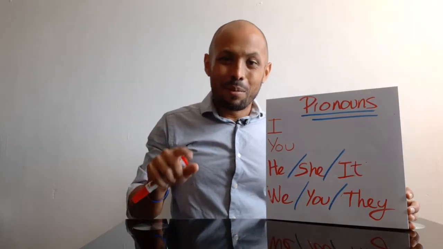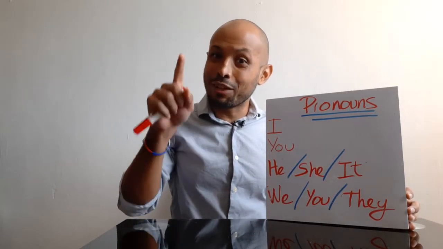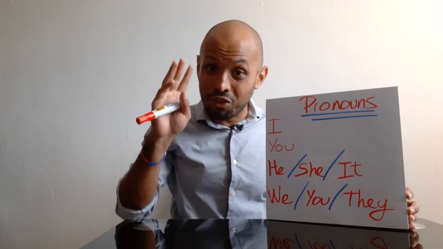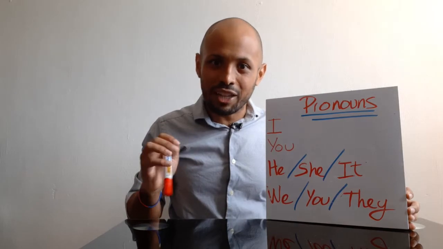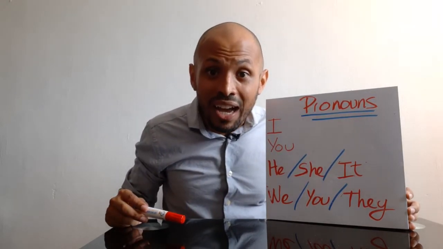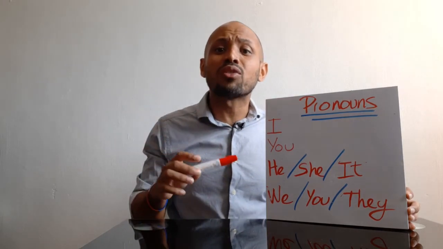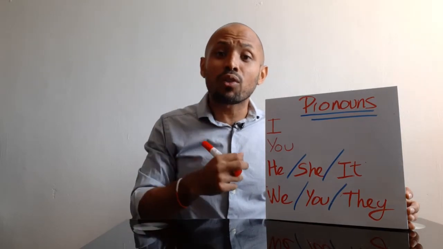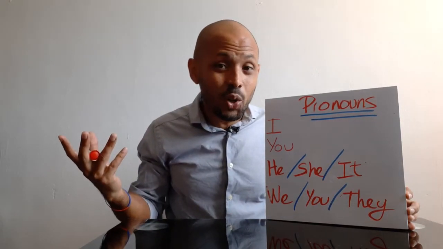Before we talk about that friend of ours, verb to be, we need to talk about other friends that are very familiar, most likely. Here we have the pronouns, guys. The pronouns are basically little names we give to the things that surround us or the people that surround us.